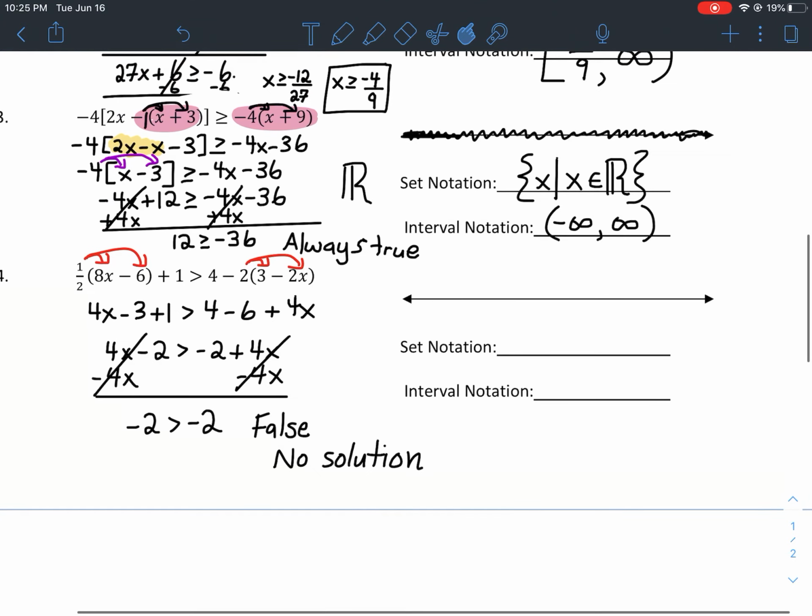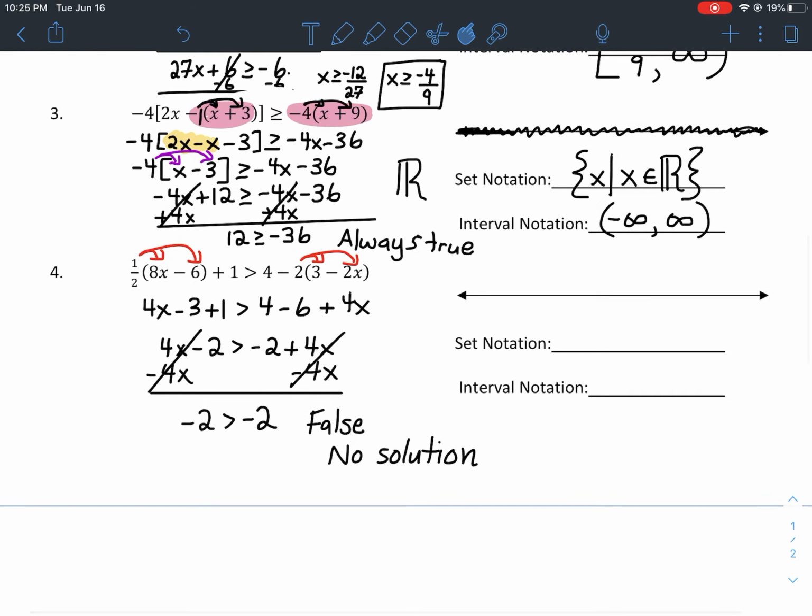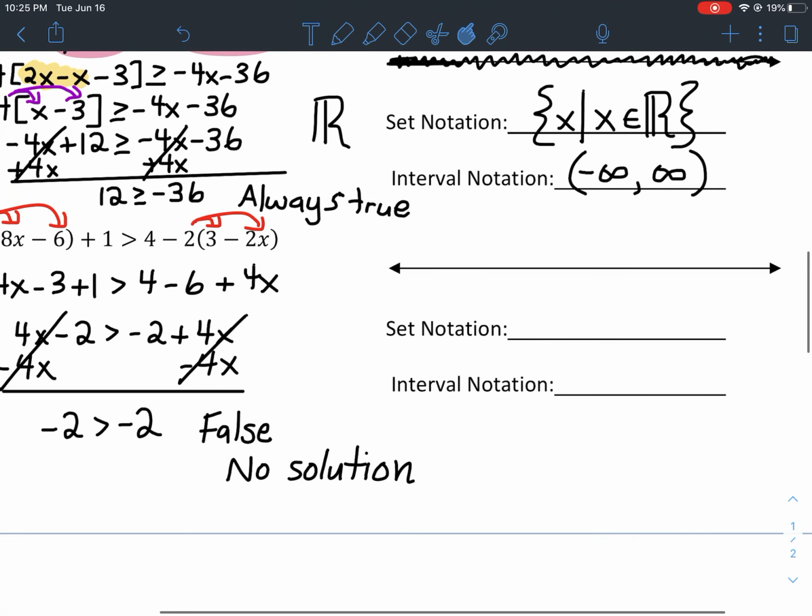So now, let's think about this. If there was no solution, should I shade anything on the number line? You do not have to, if you have a no solution inequality, you do not have to shade anything on the number line. You just leave it blank because no number on that number line is going to make that inequality a true statement. And now if you think about it, your set notation and your interval notation, we can't have an interval if we don't have any numbers shaded on the number line.